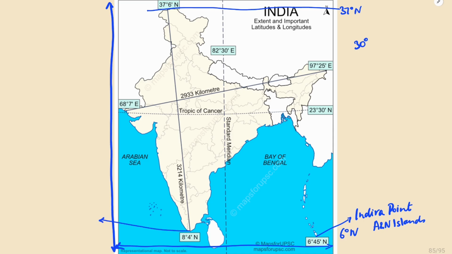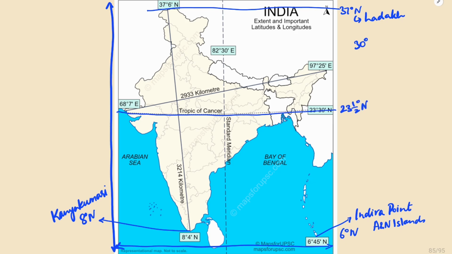The southernmost point of the Indian mainland is Kanyakumari at around 8 degrees north. The northernmost point is in the Union Territory of Ladakh that lies at around 37 degrees north. The Tropic of Cancer at 23.5 degrees north runs approximately through the center of India. Coming to its longitude, India spans from 68 degrees east in Gujarat to 97 degrees east in Arunachal Pradesh.